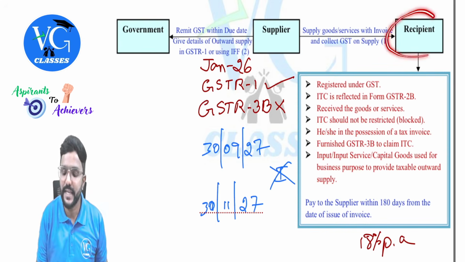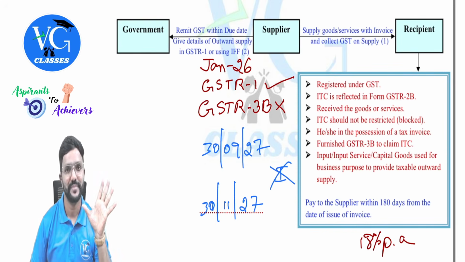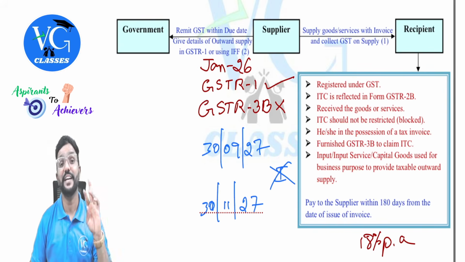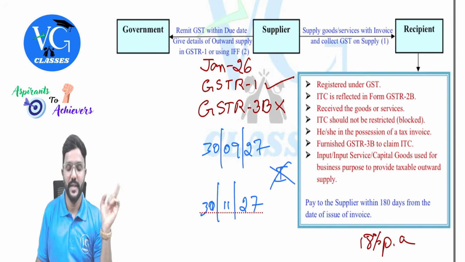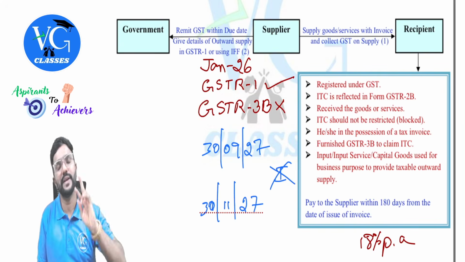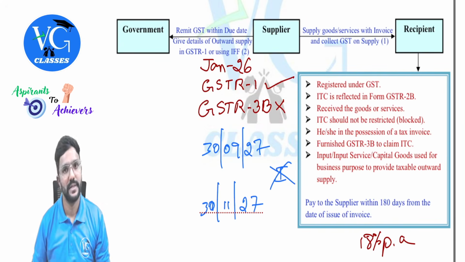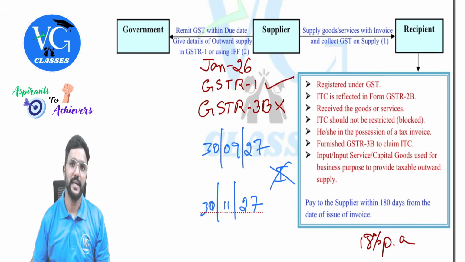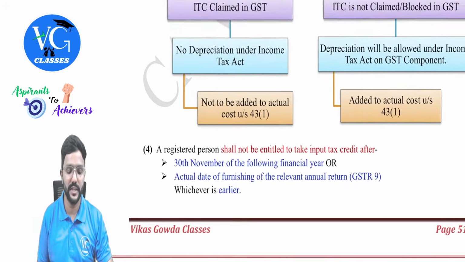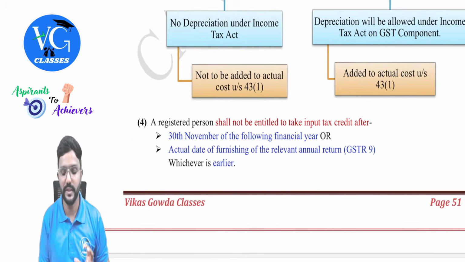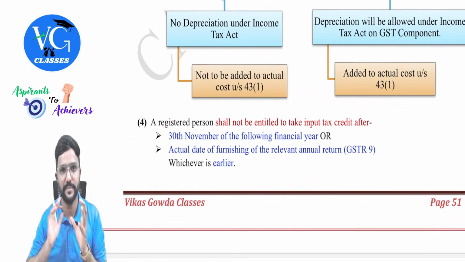In that case, the recipient can re-avail the credit. Whatever he reversed before 30th November, he can re-avail that, if GSTR 3B is filed by the supplier later. Got it? And to re-avail the credit, whatever time limit we discussed under section 16(4) is not applicable. This is only for availing the credit for the first time.